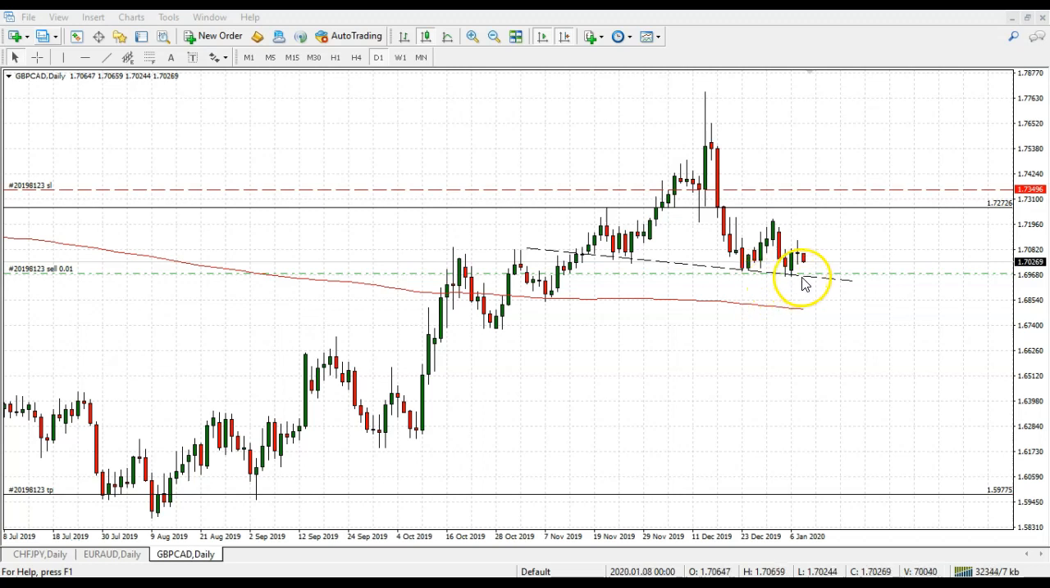So up until now, we haven't registered any loss here, and we're still keeping this position alive. Even though price did have a bit of a reaction here on that neckline, we don't think that's the end of it. We think price will engage again with that neckline and it will break it eventually.